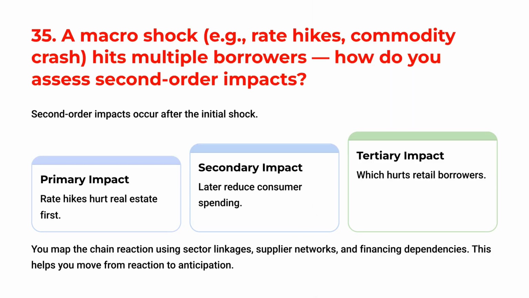A macro shock, e.g. rate hikes, commodity crash, hits multiple borrowers. How do you assess second-order impacts? Second-order impacts occur after the initial shock. For example, rate hikes hurt real estate first, but later reduce consumer spending, which hurts retail borrowers. You map the chain reaction using sector linkages, supplier networks, and financing dependencies. This helps you move from reaction to anticipation.